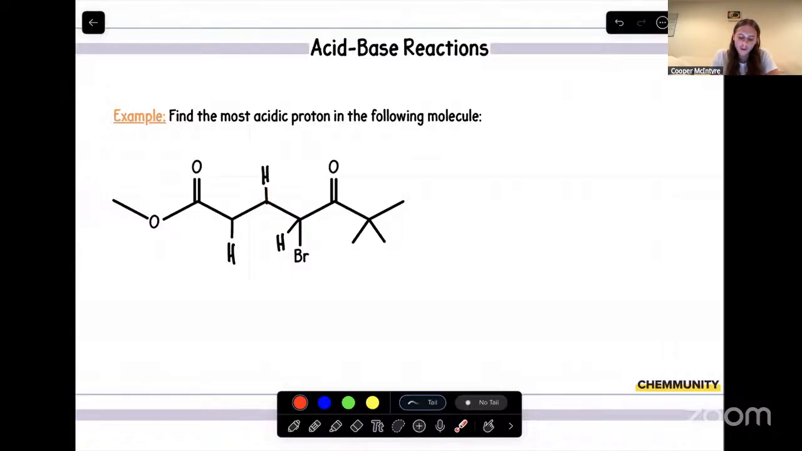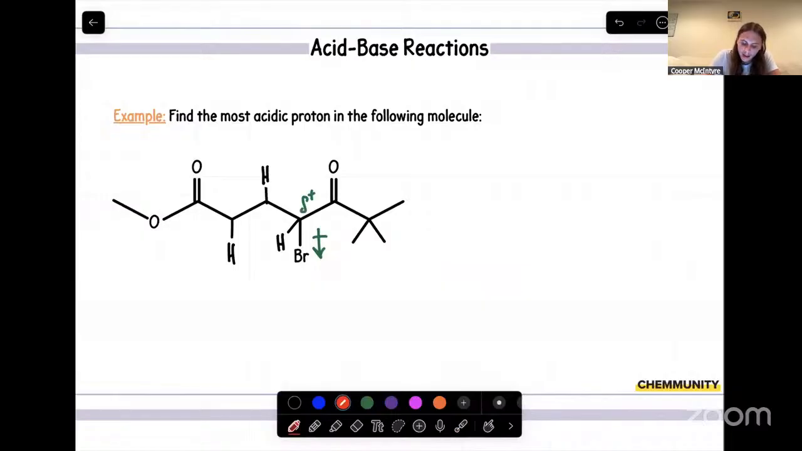And then yet again, if we were to snag this proton right here, we would have a negative charge right here as a conjugate base, which could also delocalize into the carbonyl. But there's something special about this carbon. If we look at what else that carbon is bonded to, it is actually bonded to a bromine, and we have to remember those dipoles, right? So bromine is stealing some electron density away from that carbon, and since it's stealing electron density, that carbon actually has a partial positive charge.